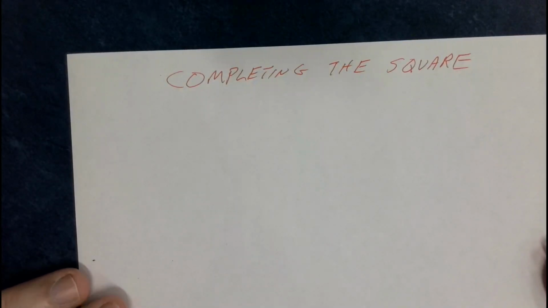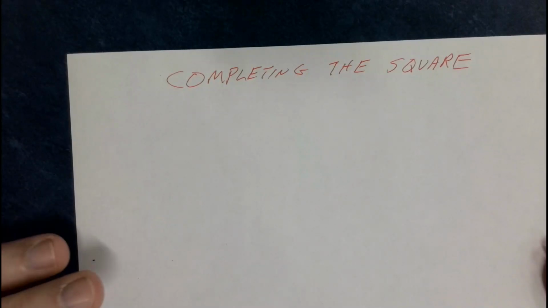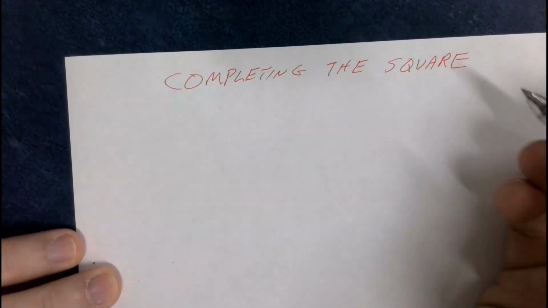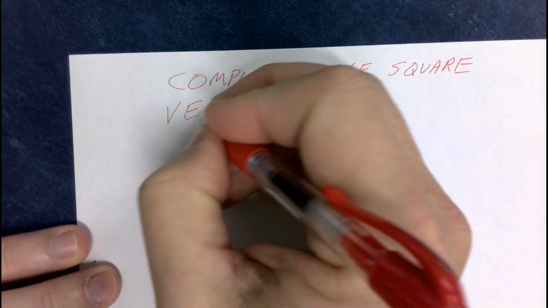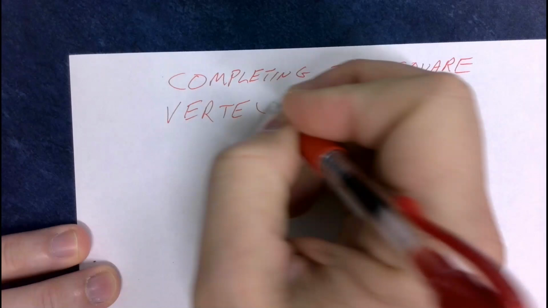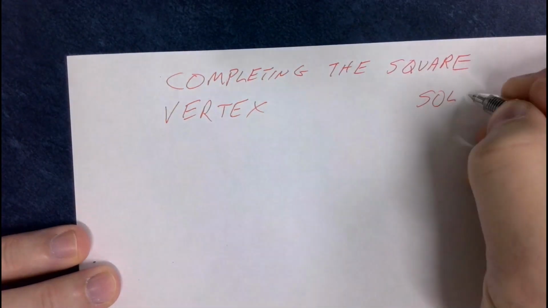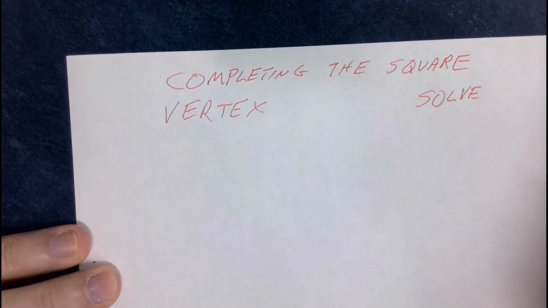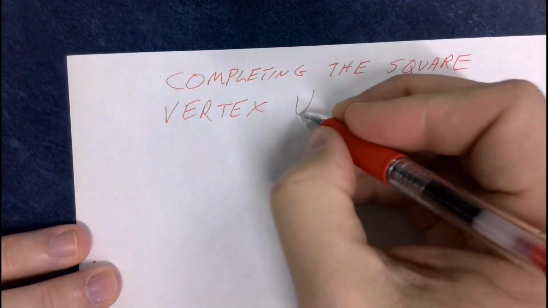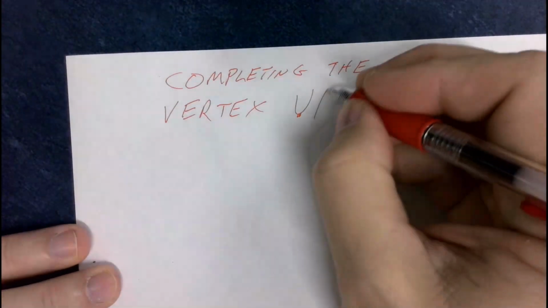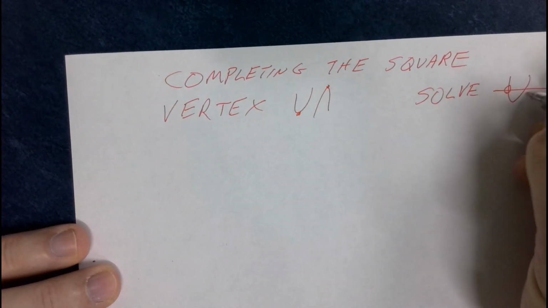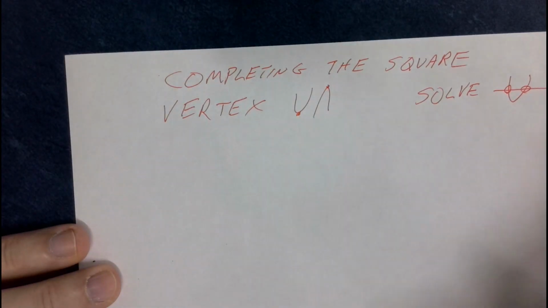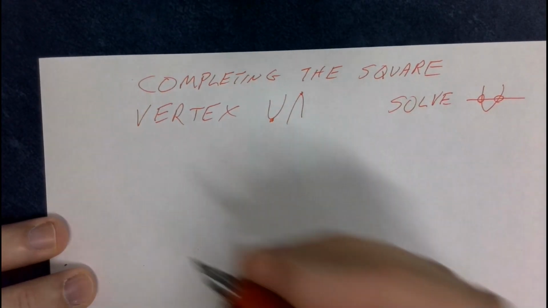Hey everyone, this is a video on completing the square, now that we've fixed all the other things that we had. There are two things for completing the square. One of them is to find a vertex, and one of them is to actually solve the equation. When we're finding the vertex, we're looking for that point on a parabola. When we're solving, we're looking for where the parabola crosses the x-axis. So these are two different things.